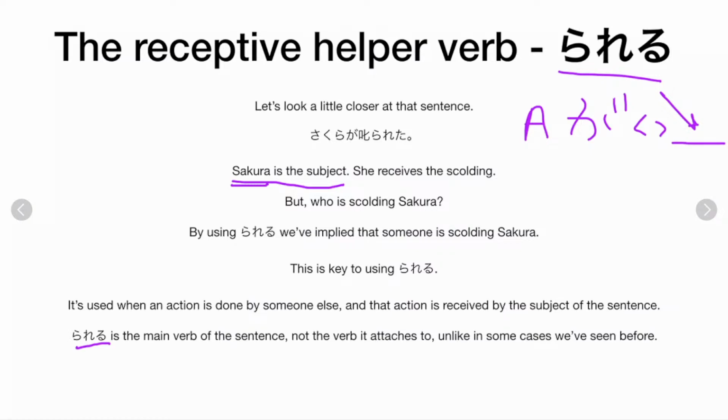So rareru becomes the main verb in the sentence, which is different from most cases where we have helper verbs. In most helpers, like mas, it's a polite form. So the main verb is actually the verb that mas attaches to. Same thing with tai, same thing with nai, these helper adjectives. The main verb is the verb that we're attaching this to. But rareru is a special case where it is the main verb. It is the action of getting that the subject does, and what they're getting is what the other different person is doing.